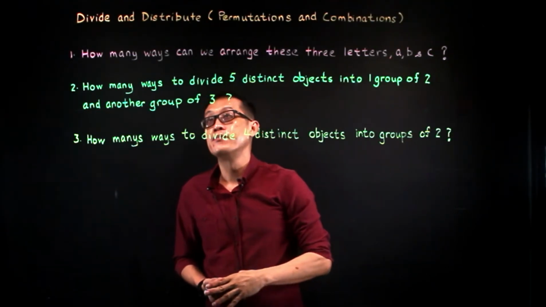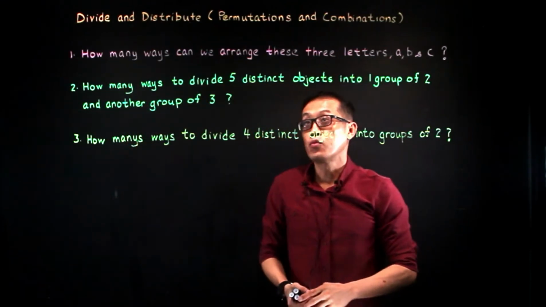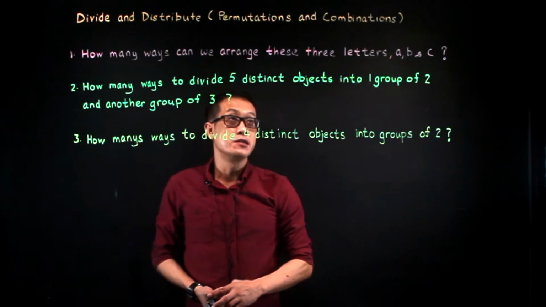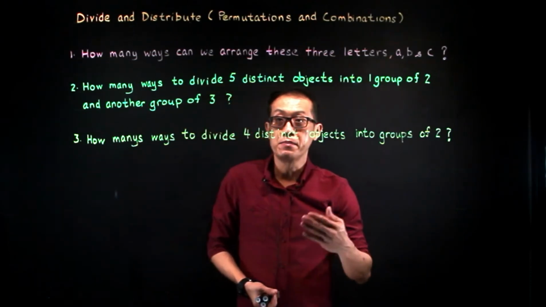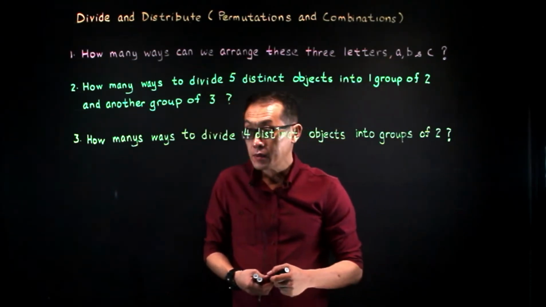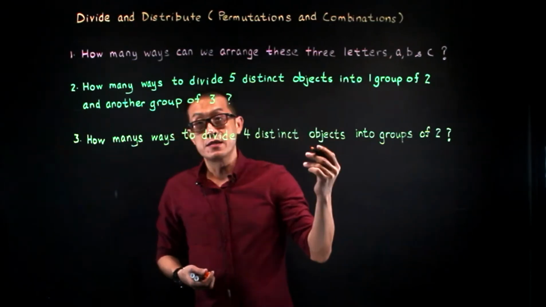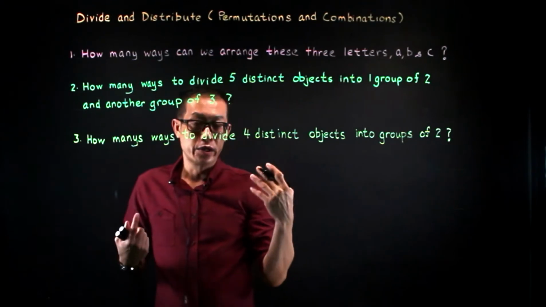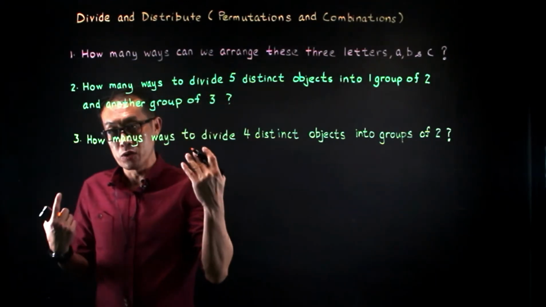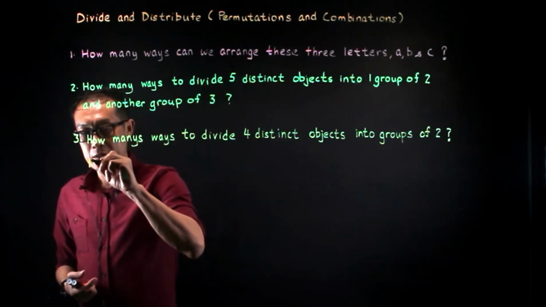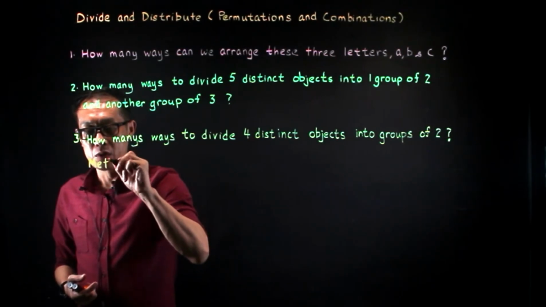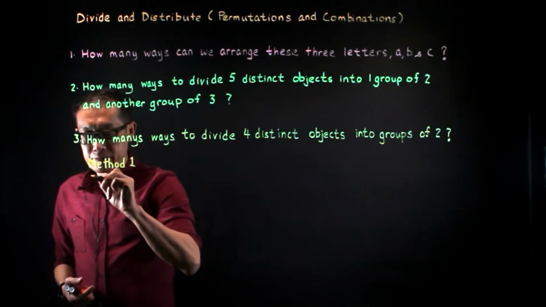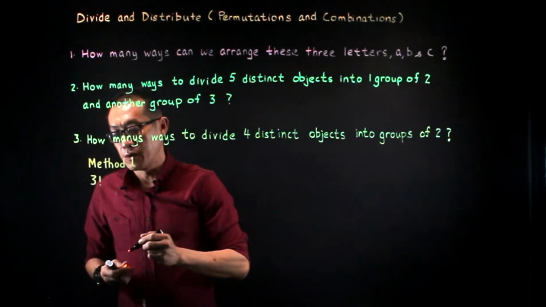Let us begin. Now, question 1. How many ways can we arrange three letters A, B, C? Now the answer to this is very simple. There are at least two ways of doing it, but I will be showing you only two ways. So method 1, I believe all of you will know, is just 3 factorial. Okay?